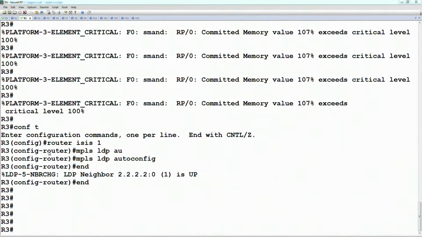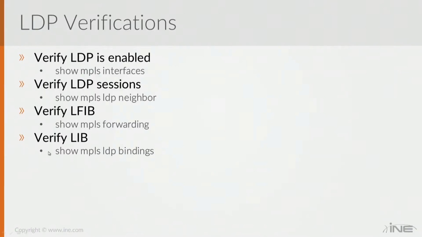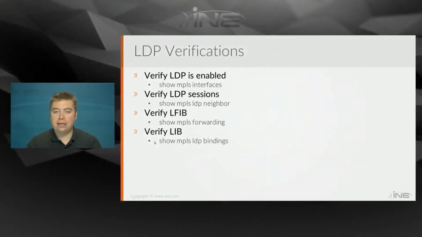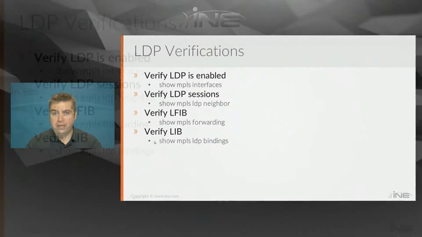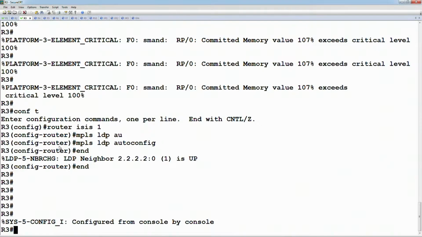Okay, the end result of this, when we look at the show MPLS interfaces, should tell us that on every interface that we were running IGP, we're now also running MPLS labeling. And specifically the label protocol that we're using should be LDP, Label Distribution Protocol.